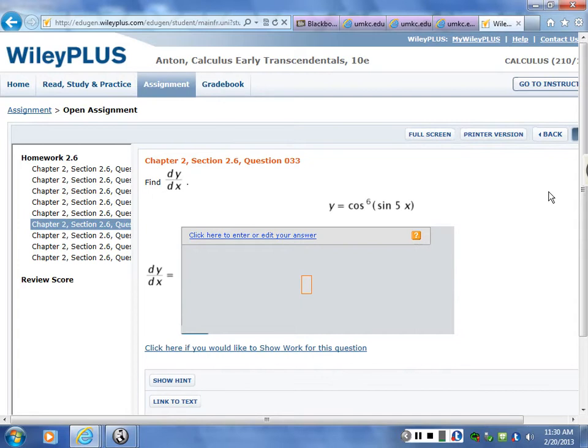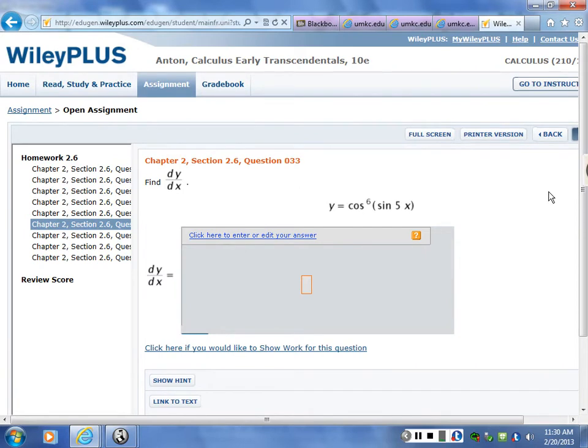So what's the overall outside function? It's not saying cosine of 6. It's saying cosine to the 6th power. So the whole outside function is something to the 6th power. What's the derivative of something to the 6th power? Times that something to the 5th power. Very good. 6 times that something to the 5th power.